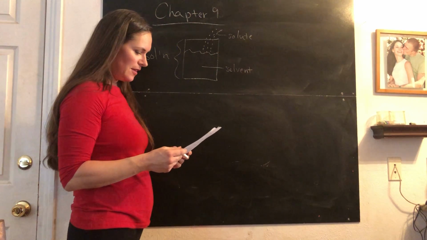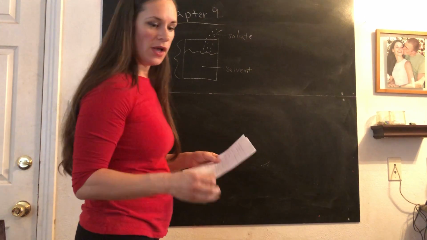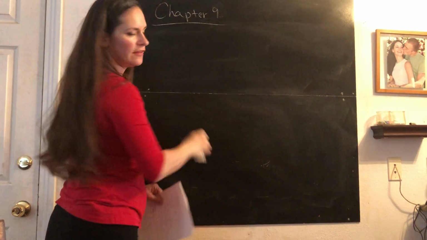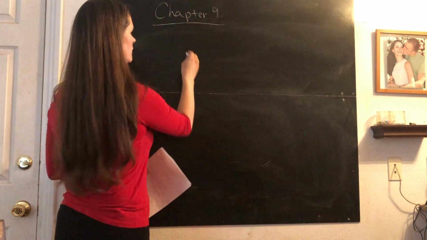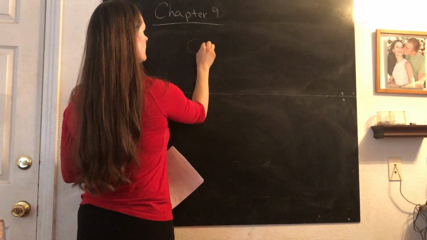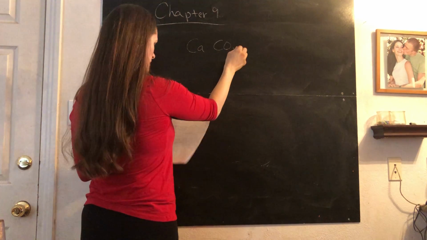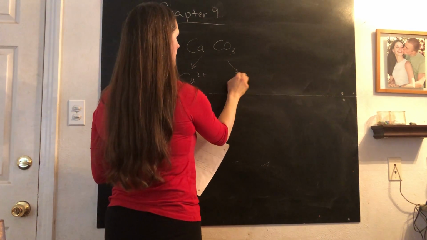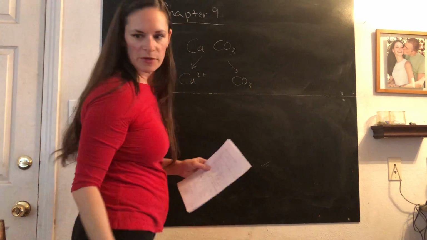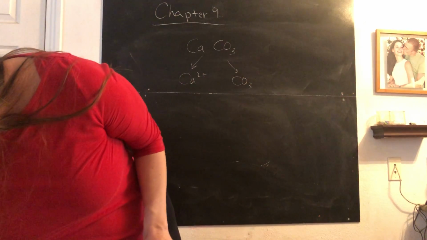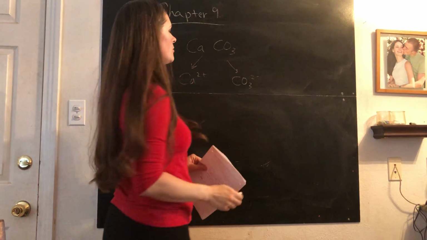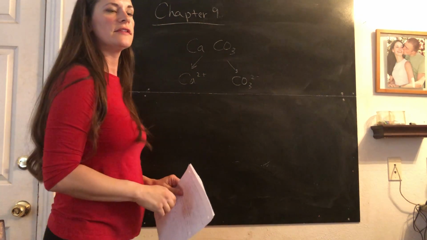Ionic compounds dissolve by breaking apart into their ions. Once again, let's say it's calcium carbonate. It will break apart into a calcium ion and a carbonate ion. Is CO3 2 plus or 1 or 2 minus? Yeah, 2 minus, that's what it is. So it'll break apart into its ions.